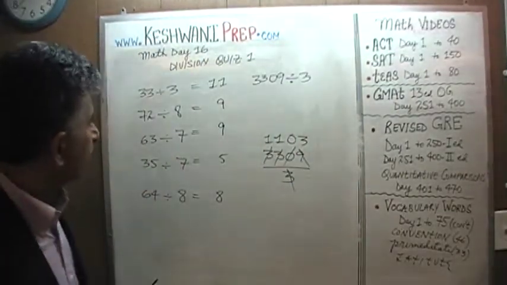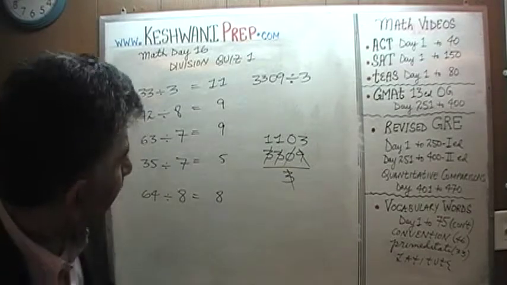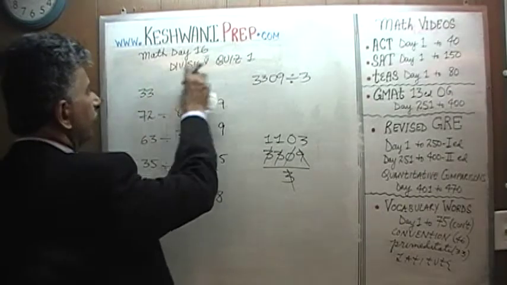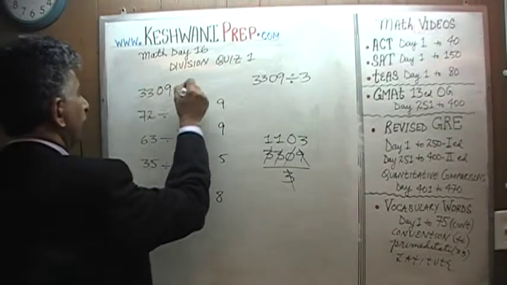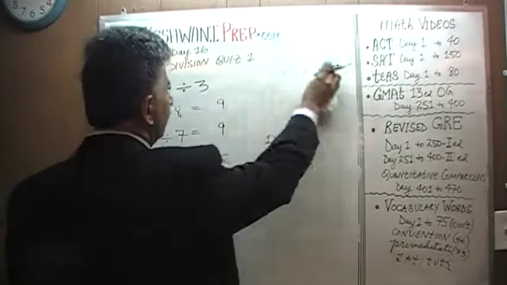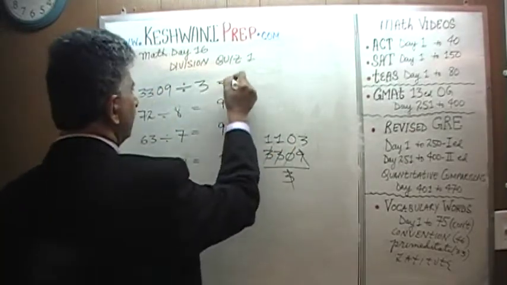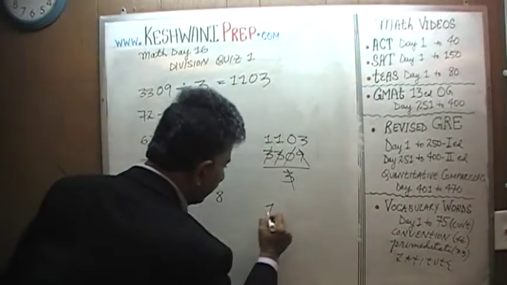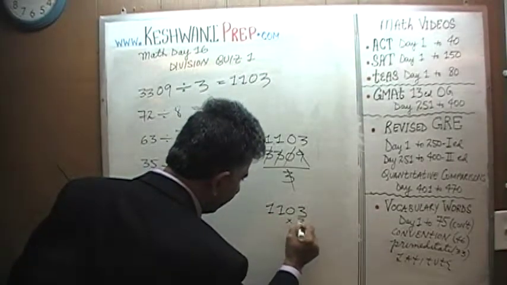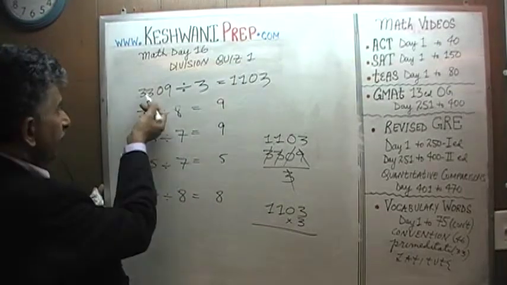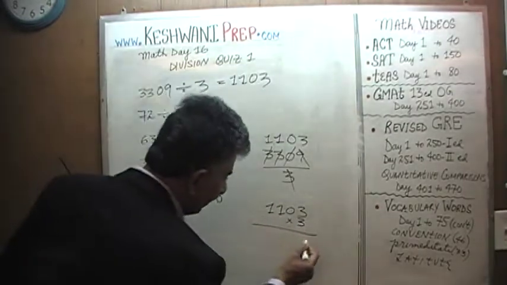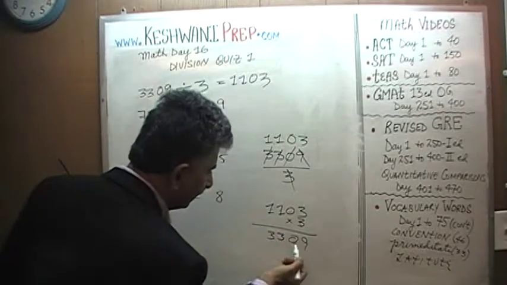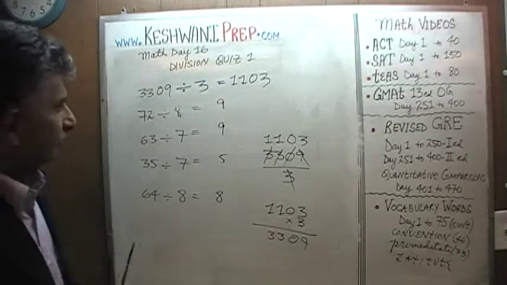Let's do it on this side here. 3,309 divided by 3, we just found out, is 1,103. And of course, we can very quickly verify it. If we were to take 1,103 and multiply by 3, we'll end up getting 3,309. 3 3's are 9, 3 times 0 is 0, 3 times 1 is 3, and 3 times 1 is 3. 3,309, right there.